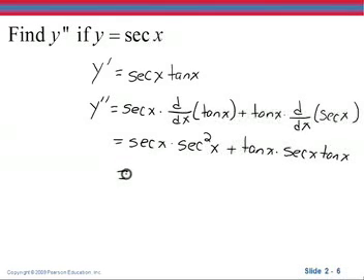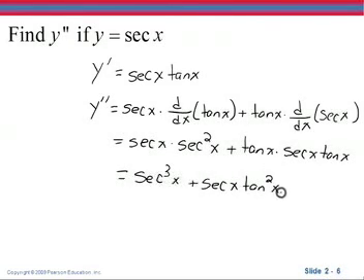We'll multiply here. Secant x times secant squared x is secant cubed x, plus tangent x times secant x tangent x is secant x tangent squared x. So the second derivative of secant x is secant cubed x plus secant x tangent squared x.